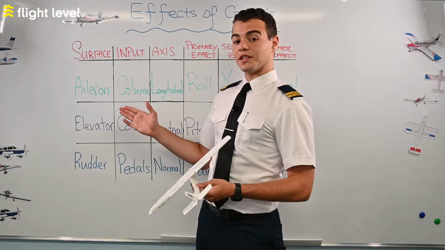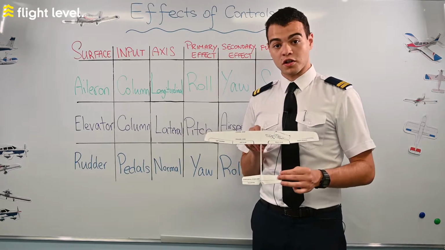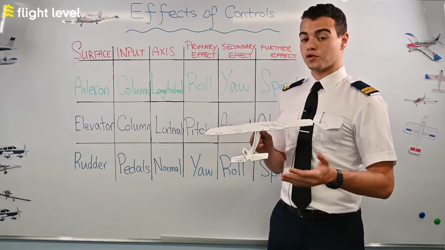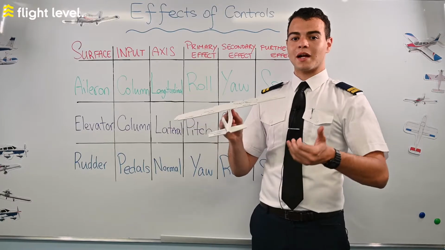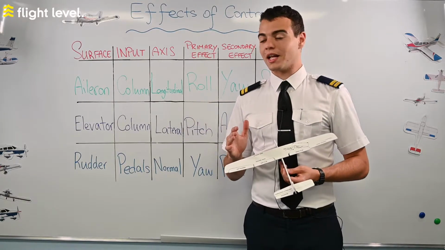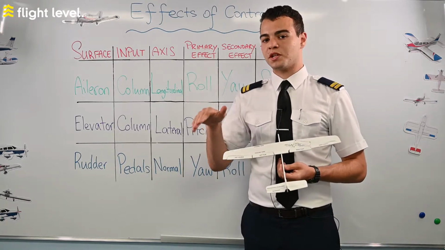Let's talk about the elevator. So the elevator is on the trailing edge of the horizontal stabilizer, or the stabilator, depends on the aircraft you're flying. Controlled also via the control column, either backwards or forwards. It controls the aircraft on the lateral axis. The primary effect is pitch, so you can pitch up or pitch down.